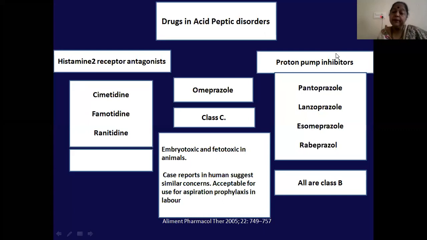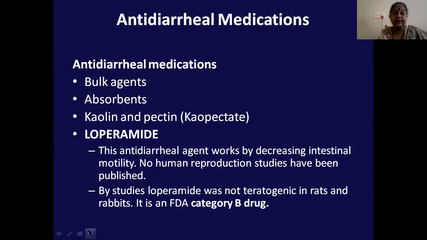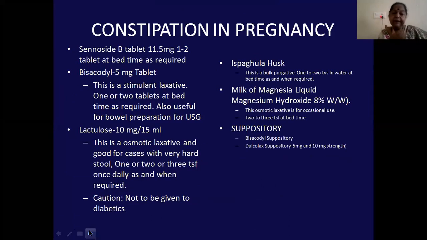The proton pump inhibitors are very safe because they are class B, like pantoprazole, lansoprazole, esomeprazole, and rabeprazole. These are all class B drugs and they are safe. Antidiarrheals are commonly prescribed, like loperamide, absorbents, and bulk agents. These are category B and they are not teratogenic, so they can be safely given. For constipation also, we give bisacodyl, lactulose, milk of magnesia, and various suppositories. These can be safely given.